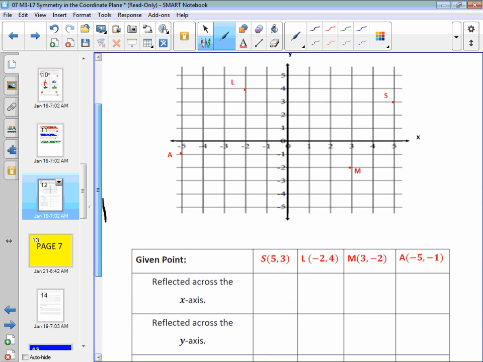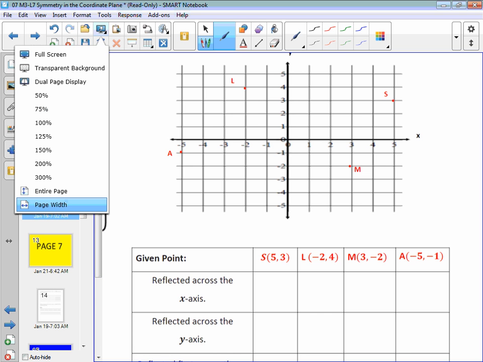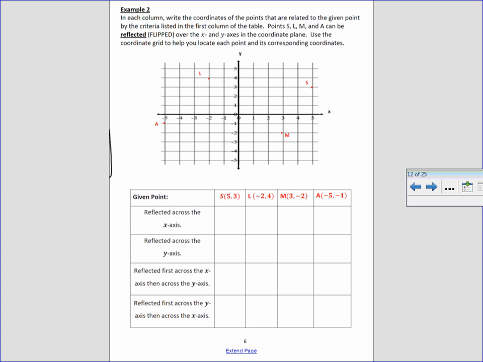I'm going to simplify the directions for you. You do need to go to full screen. So if you need to refer to your own page to see everything, you might need to do that. There's 4 points on the coordinate plane. Point S is here, L, M, and A. And they give you, up here, all of the coordinates already. And from there, they're going to tell you which point to go to and what to reflect over. And then you'll give the new coordinates.